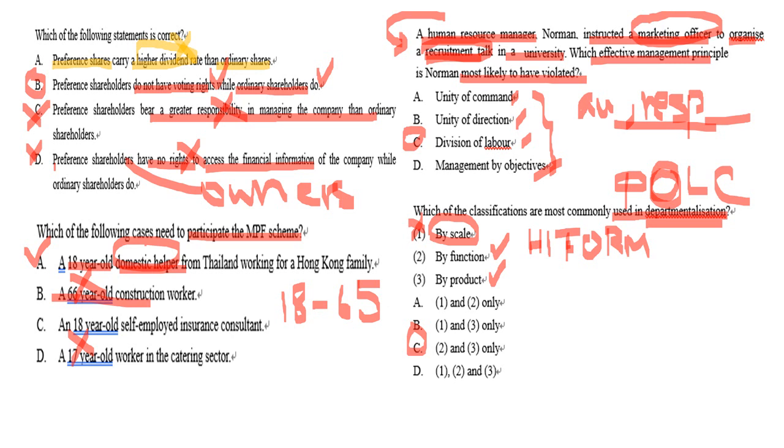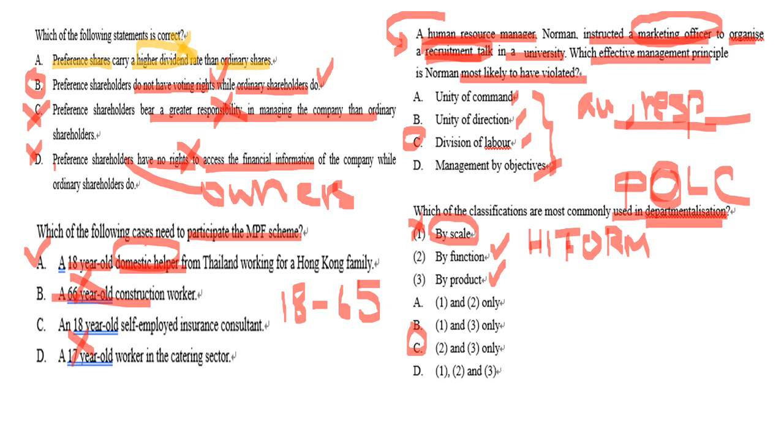Wrong. D, why wrong? No rights to access financial information. Wrong. We have said that preference shareholders do not have voting rights, but we do not say that preference shareholders do not have the right to access financial information of the company, because they are owners as well. They have the right to get some information from the company.